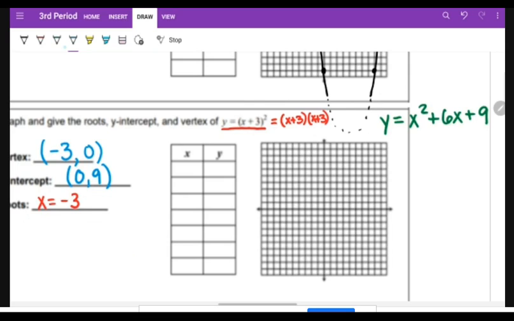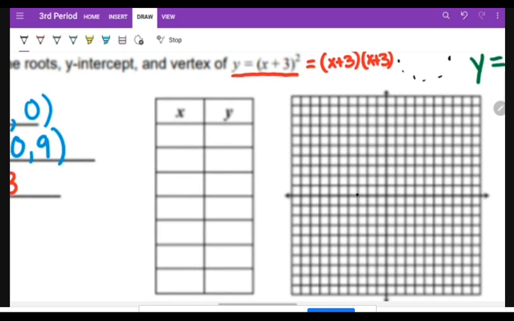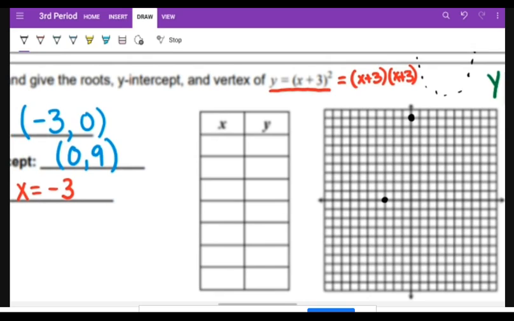Time to draw. We only have 3 points to draw this time. Oop, nope, I lied. We only have 2. So we start with negative 3, 0. And then we have the point 0, 9. And the only other piece of information we have is that x equals negative 3 is one of our roots, but we already have that marked. That's here. So we have the same dilemma in this problem that we had a few problems ago, where we only have 2 points to go off of.